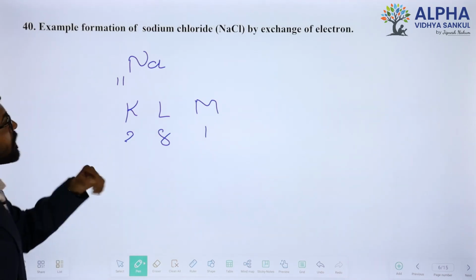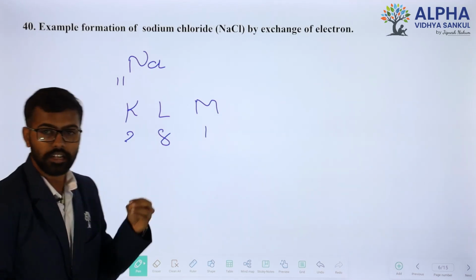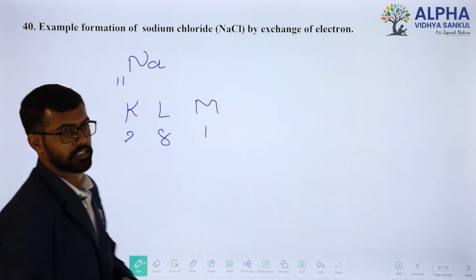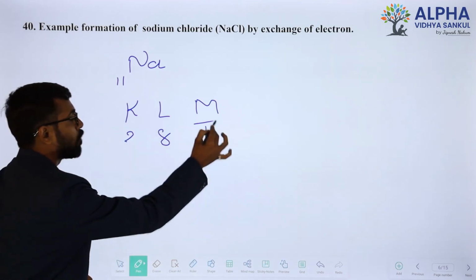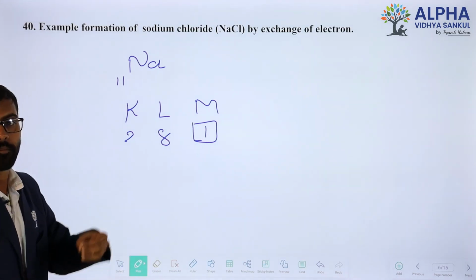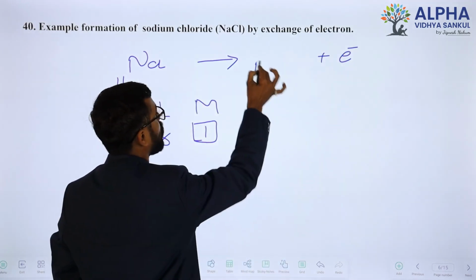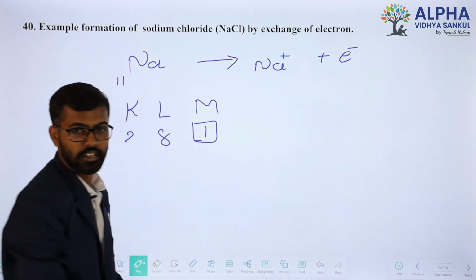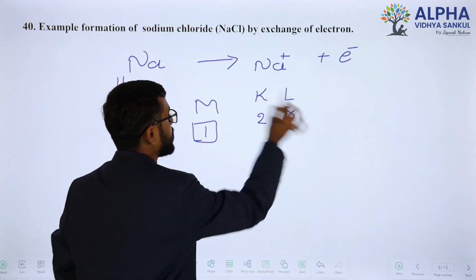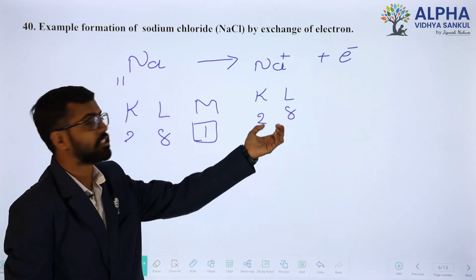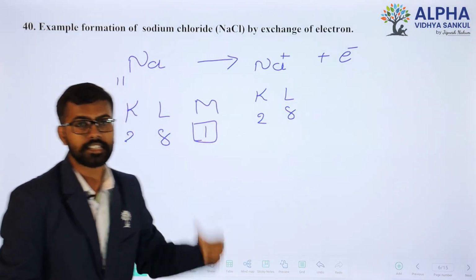So the sodium donates the electron to acquire the electronic configuration of the noble gas. Here the sodium can donate the 1 electron from its outer M shell to form the sodium plus 1 ion, Na+. So sodium donates the 1 electron to form the Na+ ion and acquires the electronic configuration: first K shell 2 and L shell 8. So here 10 electrons are present in the sodium ion, and it acquires the electronic configuration of the nearest noble gas, neon.